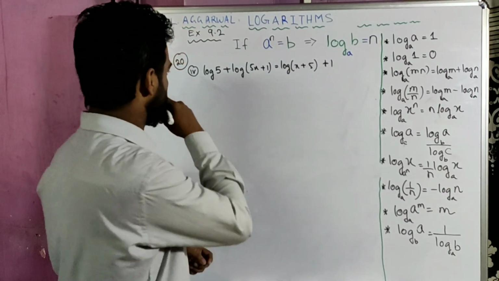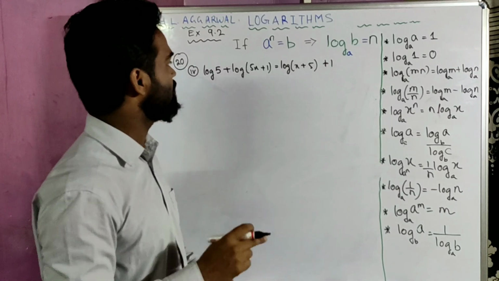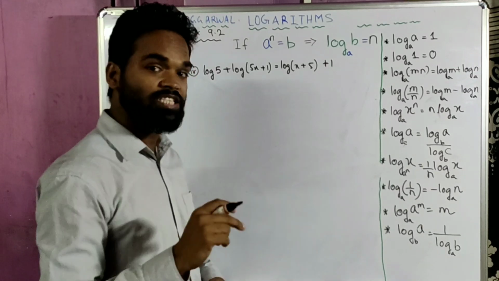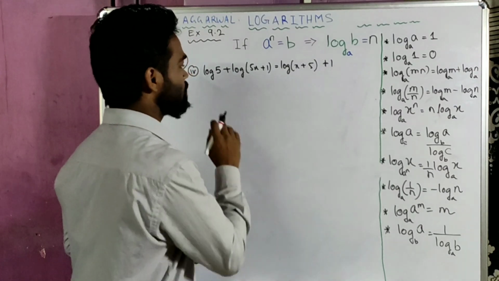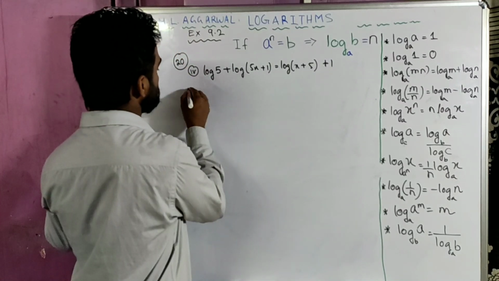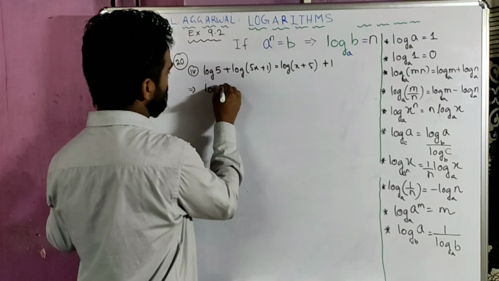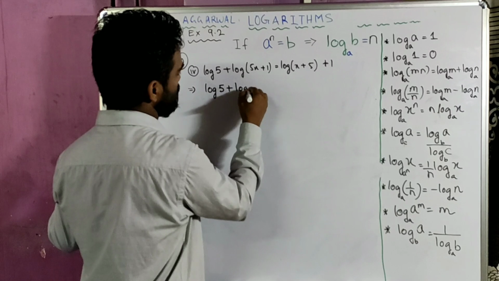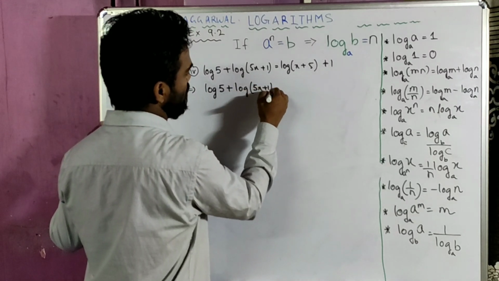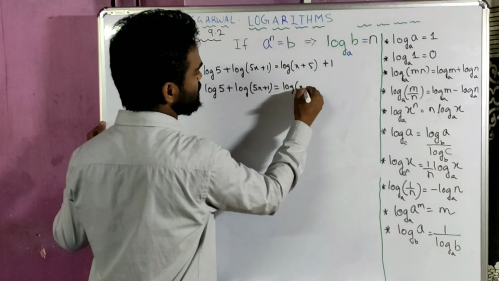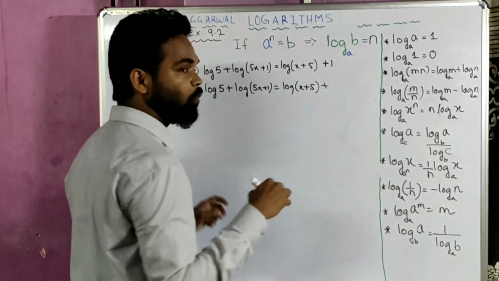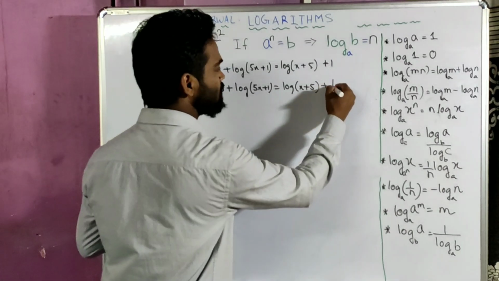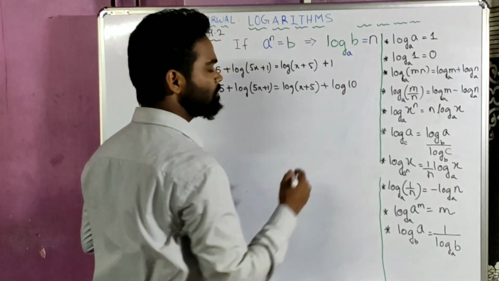Now look at 20 part 4. Log 5 plus log (5x plus 1) equals log (x plus 5) plus 1. The bases are 10. Okay, so we can write this as log 5 plus log (5x plus 1) equals log (x plus 5) plus, now 1 can be written as log 10 to the base 10.